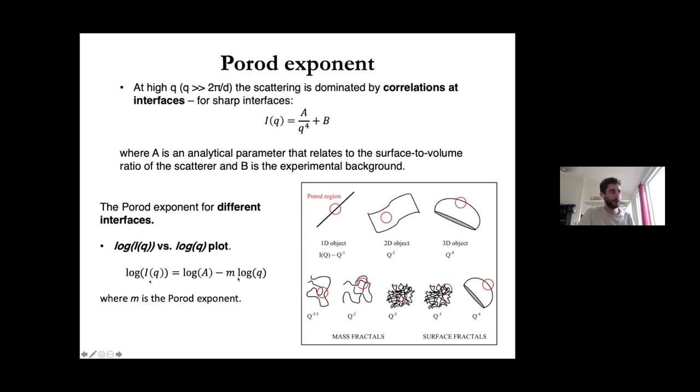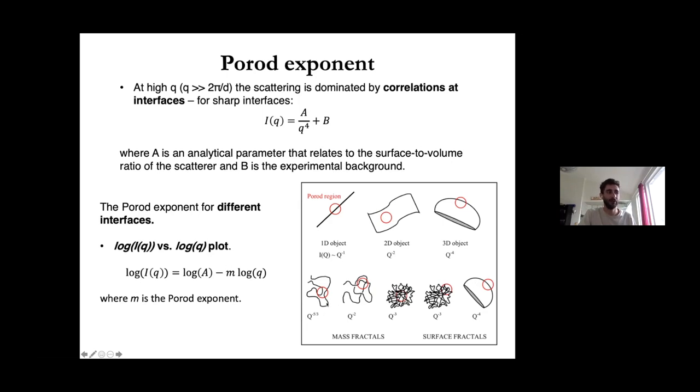We have the Porod exponent, and then we have the logarithm of Q. And what happens here is that if we plot our data on high Q in this form, and we calculate the slope of that scattering data, we'll get this Porod exponent. For example, if this Porod exponent has a value of minus one, it means that we are going to have a 1D scatterer, something that is very long and very thin. It's the same for a minus two, it's going to be a 2D object. For a 3D object, it's going to be a minus four.